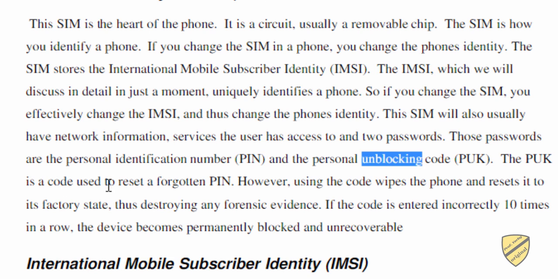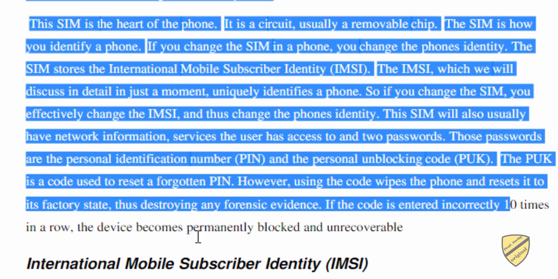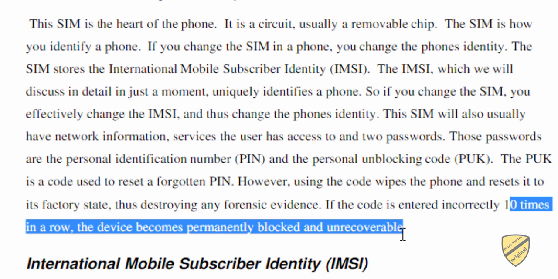PUC is a code used to reset a forgotten PIN. However, using the code wipes the phone and resets it to factory state, destroying any forensic evidence. If the code is entered incorrectly 10 times in a row, the device becomes permanently blocked and unrecoverable. So entering a PIN or personal unblock code can cause you to completely destroy your case.